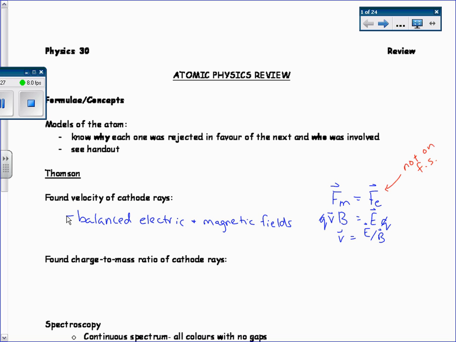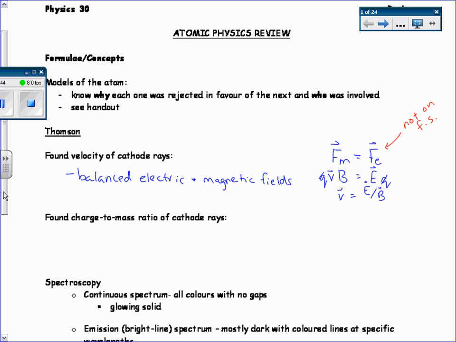So whenever you get those kinds of cathode ray questions or the mass spectrometer questions, you have to ask yourself: if the ion or the particle is traveling through undeflected, then this is the analysis. If it's traveling through and it deflects in a circle, then you use Fm equals Fc.